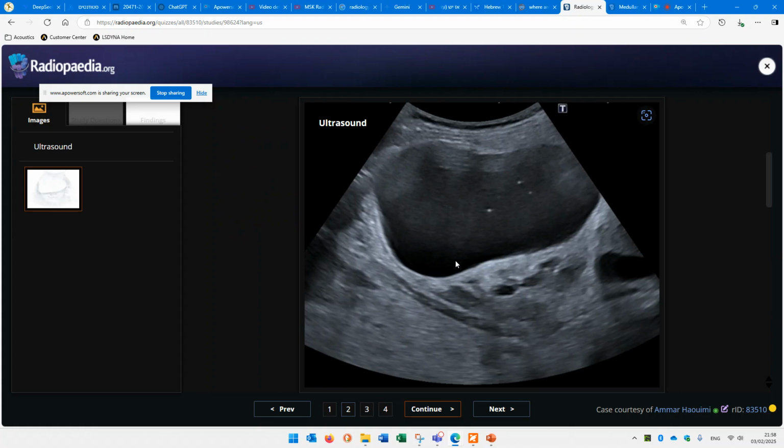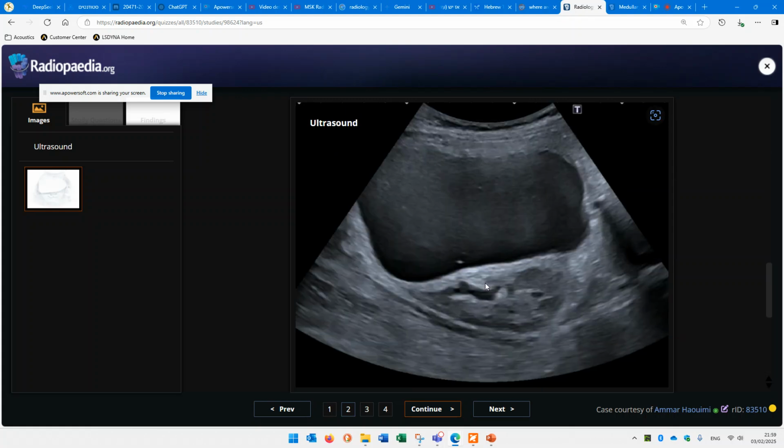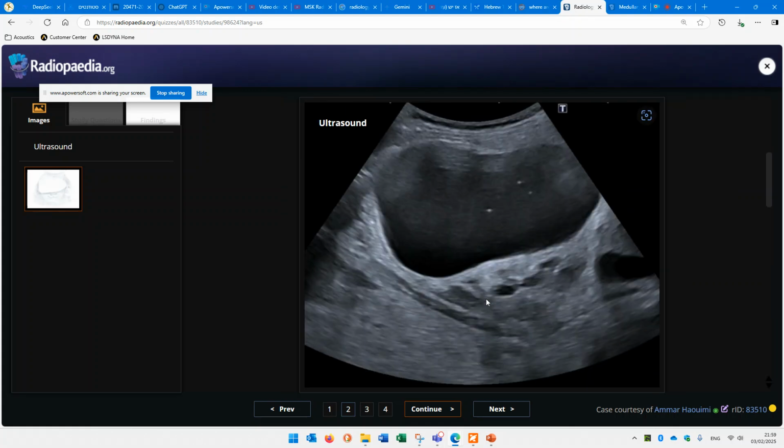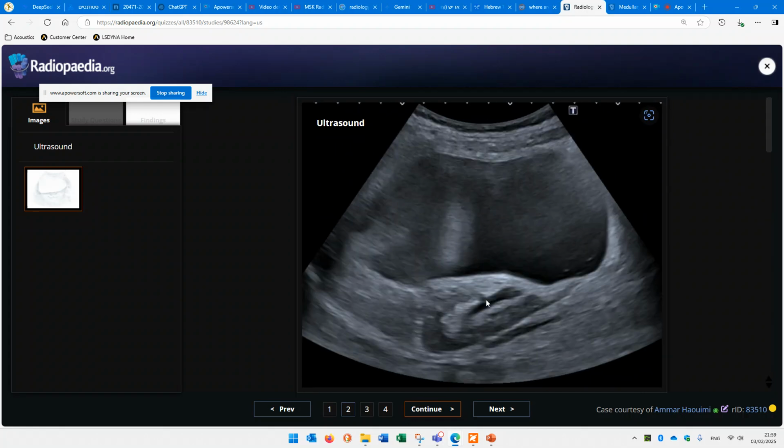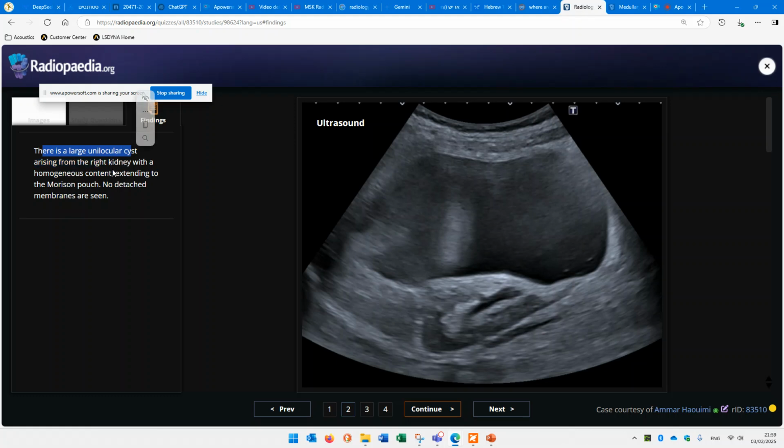So we really see some anechoic lesion with posterior acoustic enhancement, so it is probably a cyst. But where does this cyst come from? Okay, there is a large unilateral cyst arising from the right kidney. Maybe this is the remnant of the kidney, with homogeneous content extending to the Morrison pouch, and no detached membrane is seen.